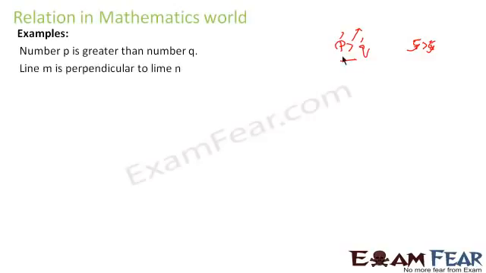Similarly, when we say line m is perpendicular to line n, this is line n and this is line m. So there are two lines, and they are perpendicular. Here also we see there are two identities involved, line m and line n, and there is a property: both the lines are perpendicular. So this is also an example of relation. When we say A is a subset of B, this is set A and this is a bigger set B. Here also there are two elements involved, A and B, and the pattern is that A is a subset of B.